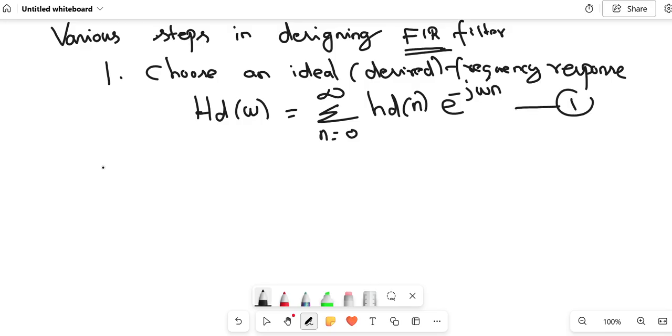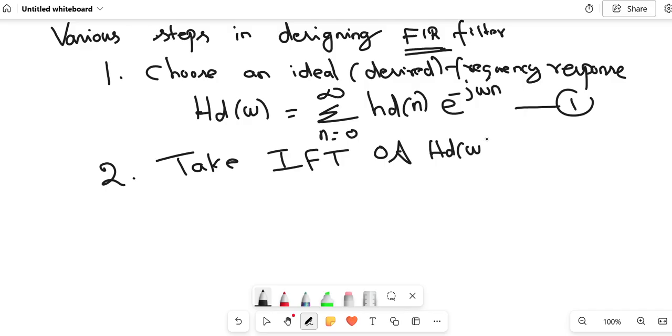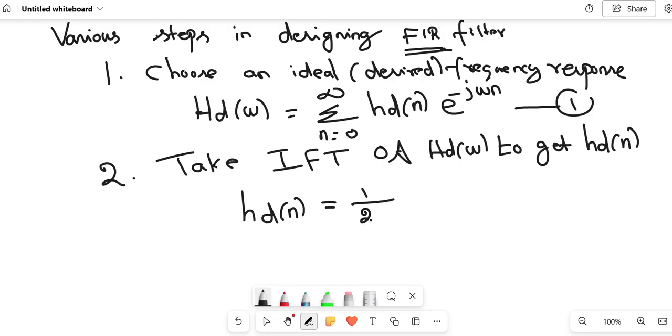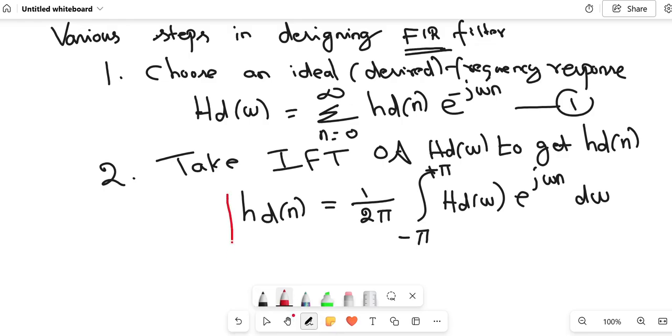Let it be an equation. The second step: take the inverse Fourier transform of this H_d(omega) to get the impulse response h_d(n). Mathematically, h_d(n) is equal to 1 by 2 pi, the integral from minus pi to plus pi of H_d(omega) into e power j omega n d omega. This also you remember.